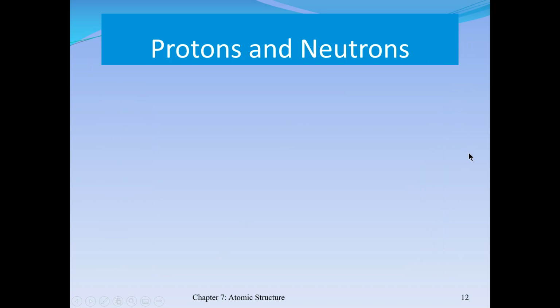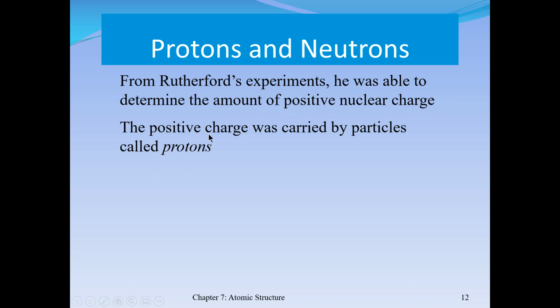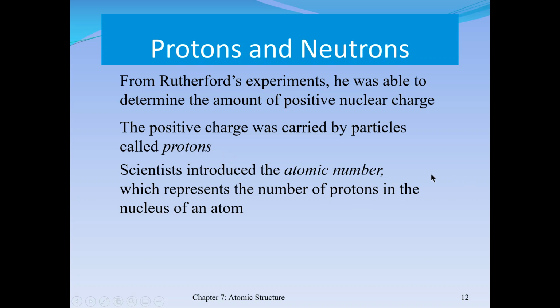Thompson. Okay, so this brings us now to the composition of the atom in terms of the different particles, right? So Rutherford was able to determine the actual number of positive nuclear charges present in an atom. And these positive charges were carried by particles which are called protons, all right? And this leads us to the introduction of what is known as the atomic number, which by definition is the number of protons in the nucleus of an atom, all right? Now, this experiment that Rutherford did was done in 1909. So I don't remember when the electrons were discovered, but Rutherford's experiment was in 1909.